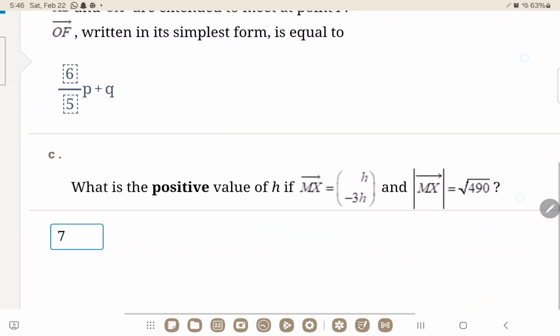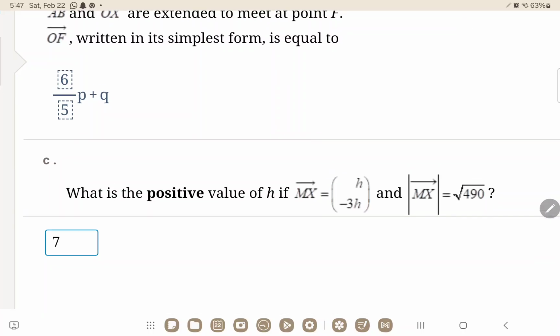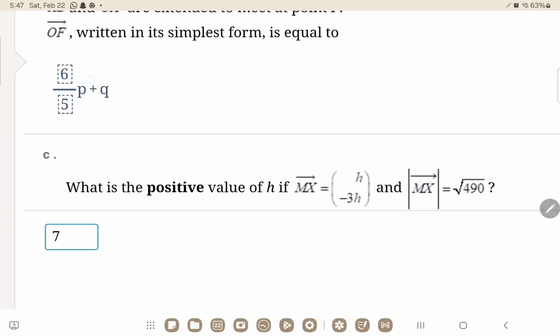Now, what is the positive value of h if the vector is this and its magnitude is this? Wait, let me explain what we're seeing now. So what they gave us here is a vector, and they gave us the magnitude of that vector.